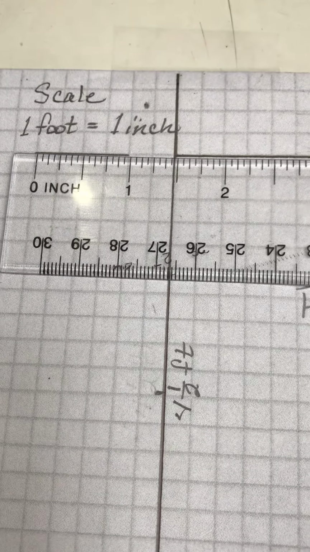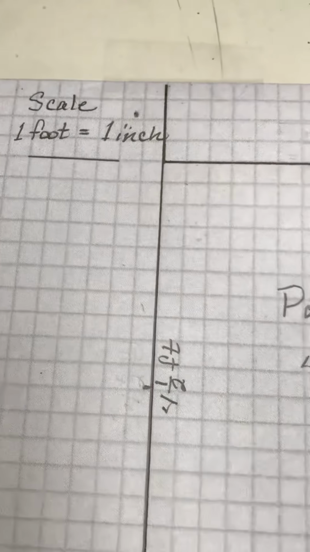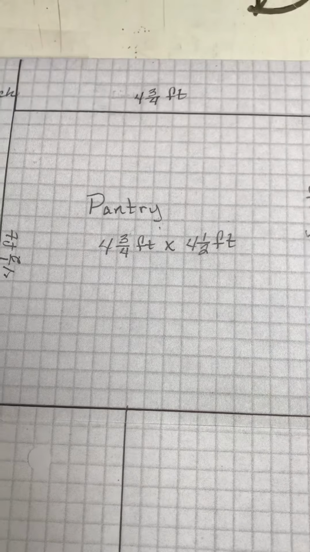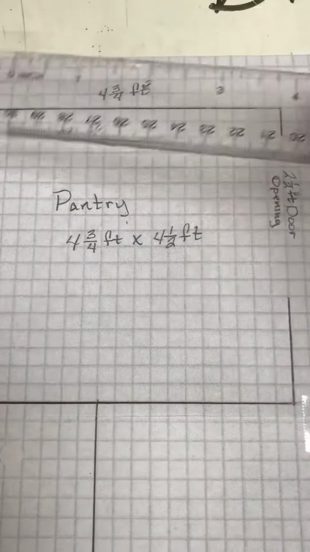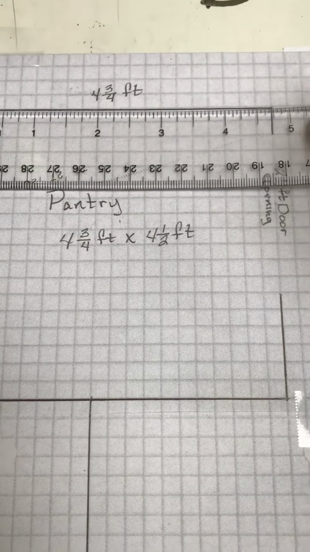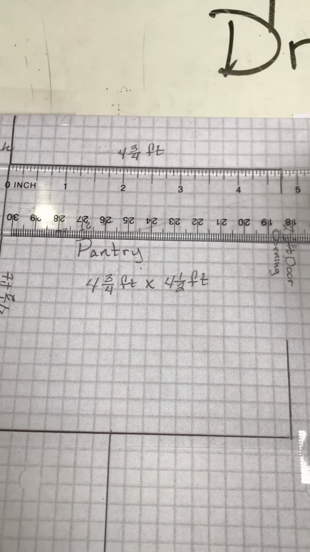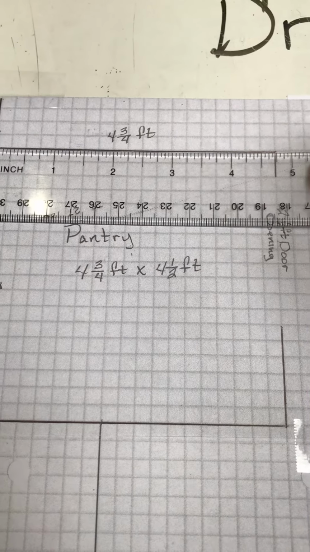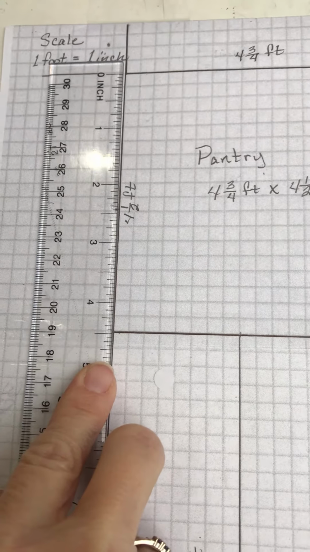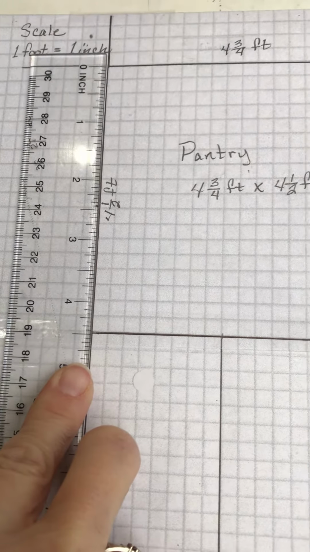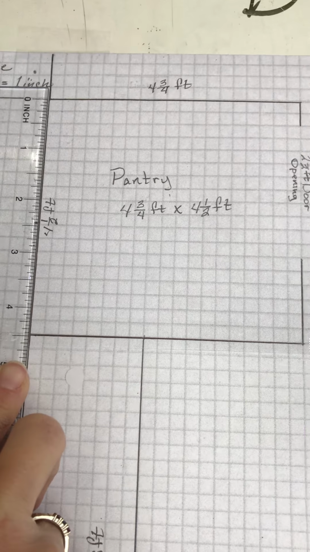So when you're going to draw your rooms, you've converted everything to feet. Okay, so then if you have a room that's, say, my pantry. My pantry was 4 3/4 feet by 4 1/2 feet. So I would measure 4 3/4 inches and draw my line. And then 4 1/2 inches and draw my line. And see how the graph paper will also help us with keeping our lines straight and our angles 90-degree angles if that's the type of angle we need.